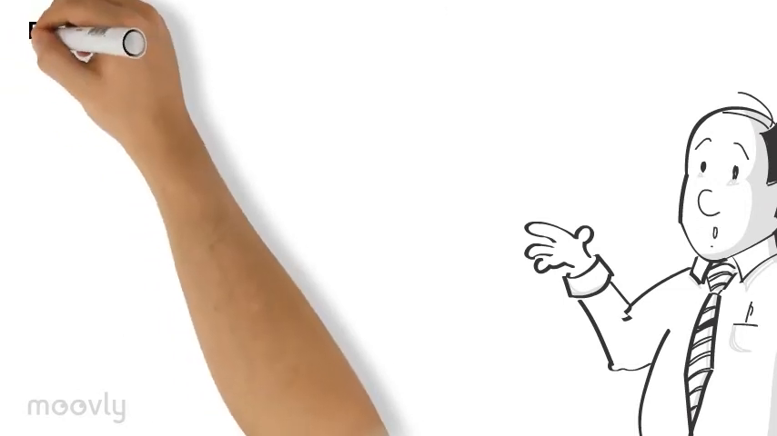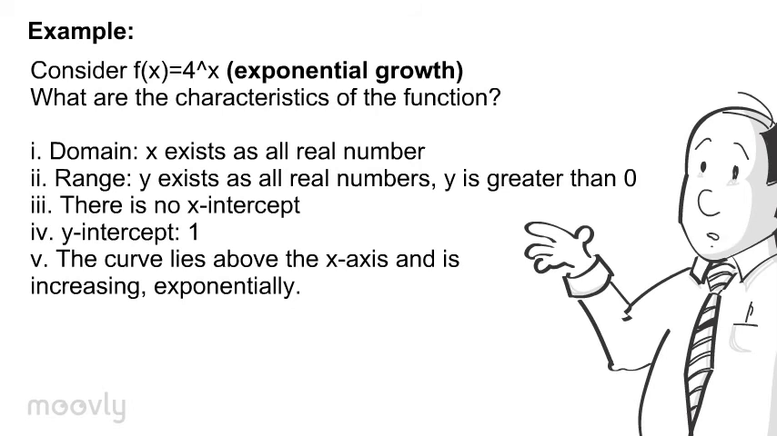Now let us do an example. We have the function f(x) is equal to 4 to the power of x. We know that this function displays exponential growth because the base value is greater than 1. Such a function is above the x-axis and is increasing for every value of x. Therefore, the domain would be x exists as all real numbers, and the range would be y exists as all real numbers and y is greater than 0.